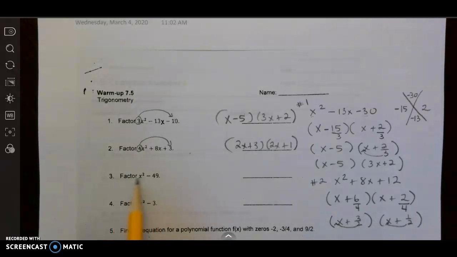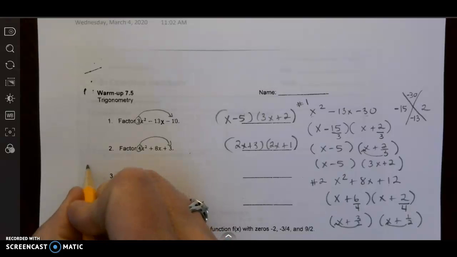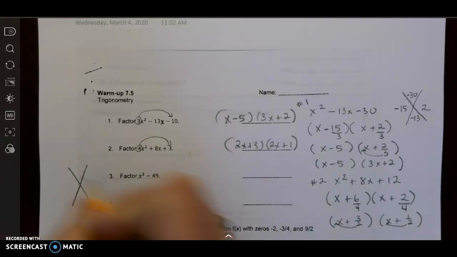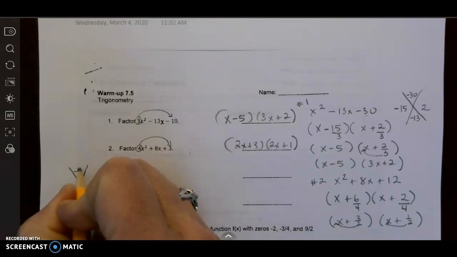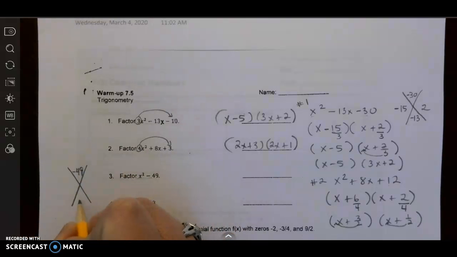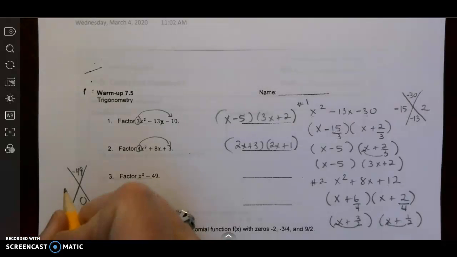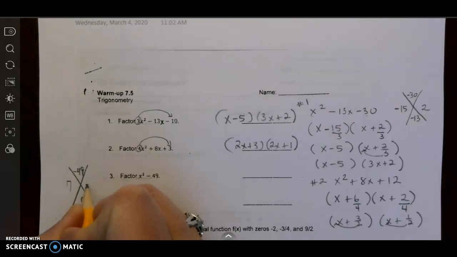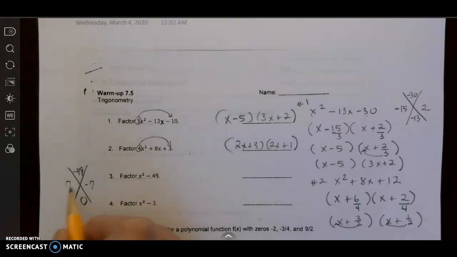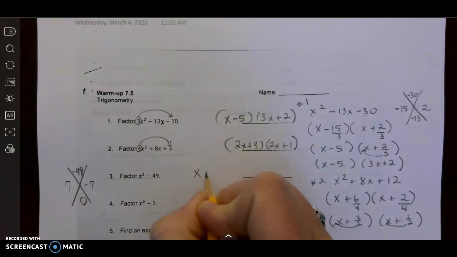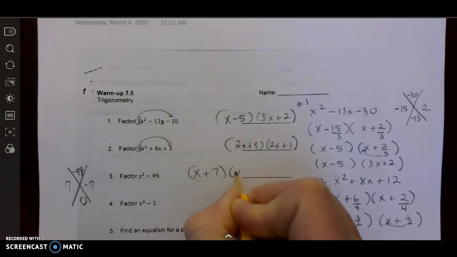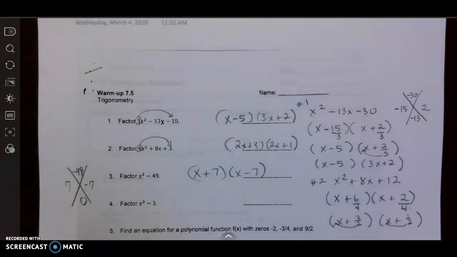This doesn't have a middle term, which means I need to figure out how I can get a product of negative 49 and a sum of 0. Well, I know that if I have a positive 7 and a negative 7, I would get a sum of 0 and a product of negative 49, so my factors are x plus 7 and x minus 7.